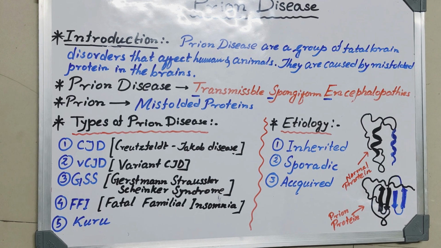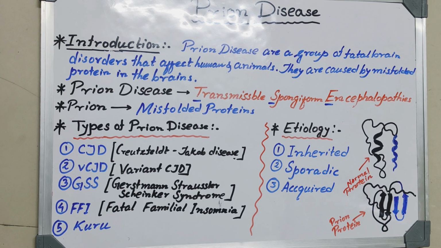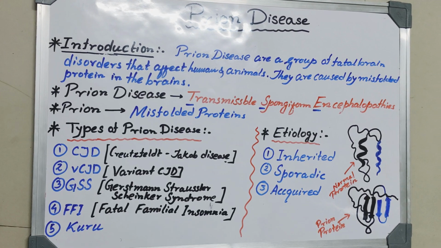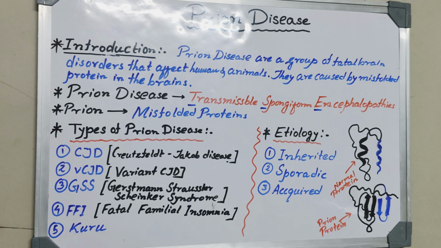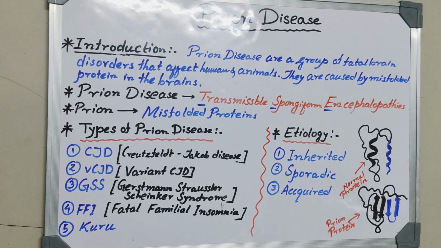Let's move to another type, variant CJD, or simply vCJD. It is linked to consuming contaminated beef from cows with mad cow disease. It mostly affects younger people.